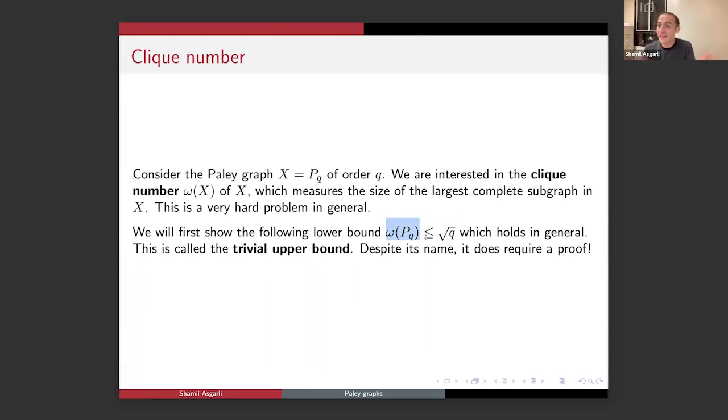Why? Because there are Q elements in the graph. There are Q vertices. So of course the clique number cannot exceed Q. That would be the super trivial upper bound. But the trivial upper bound says something a bit better. It says that the clique number cannot exceed the square root of Q. Like I said, despite its name, this requires a proof.